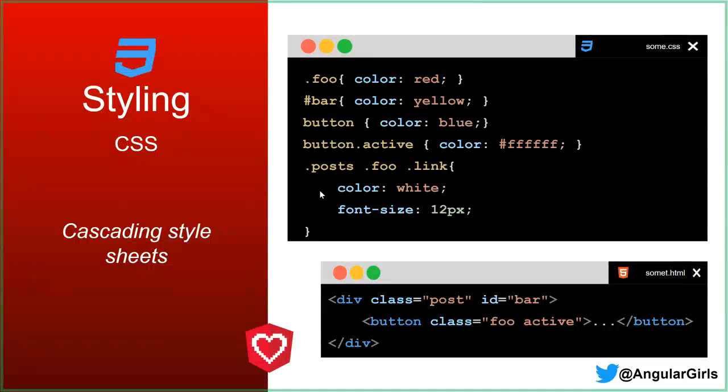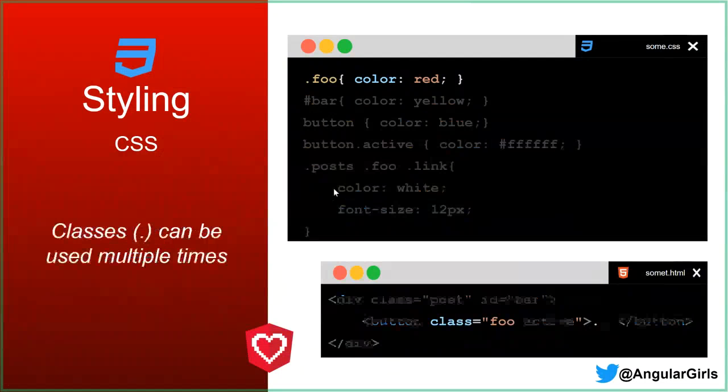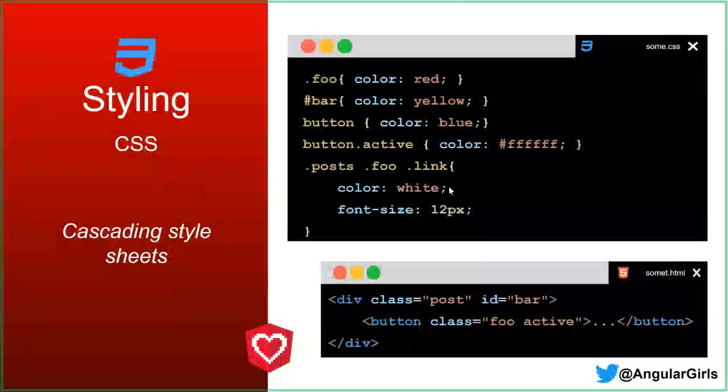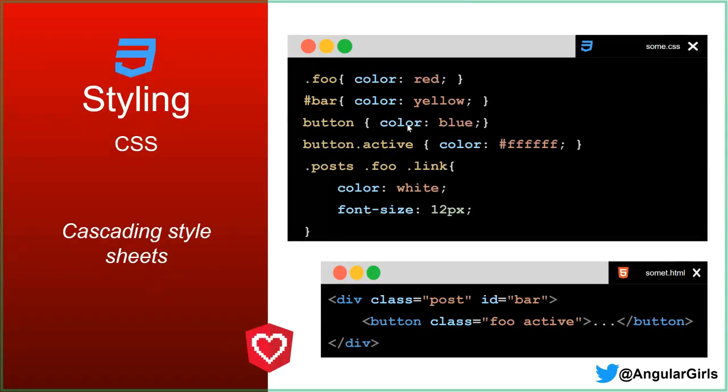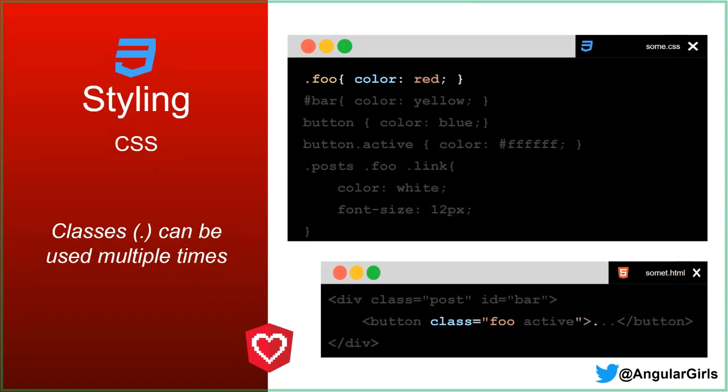For example, here you have multiple selectors, but you have also multiple declarations like color and font size. Each line here is a declaration. And here we also see a huge difference of cascading style sheets. So CSS means cascading style sheets. We'll come back later to why.